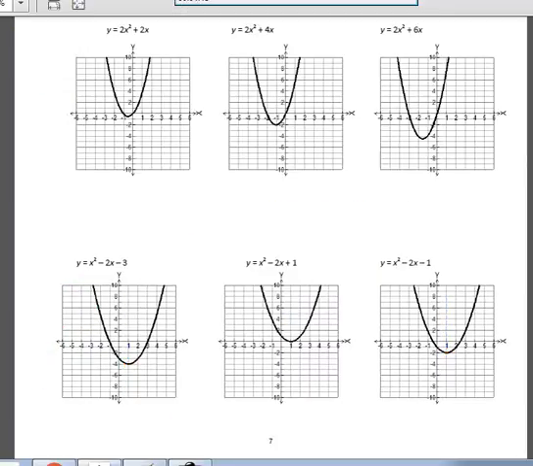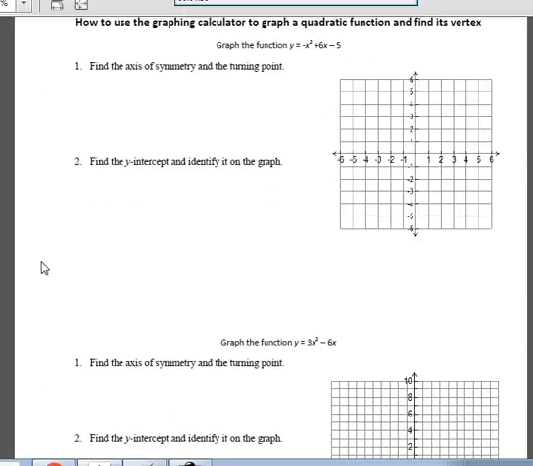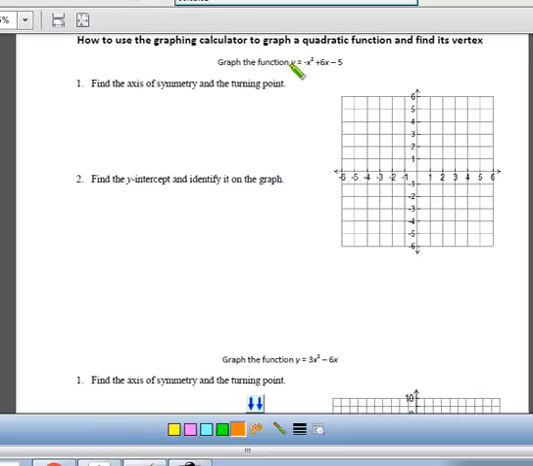Over on page 8, we have a couple of examples of how to use the graphing calculator to graph a quadratic function and find its vertex. Now, some of you might say, oh, well, I can just type this equation into my graphing calculator, and boom, I have my graph. I'm good to go. I'll just copy it. It doesn't work like that.